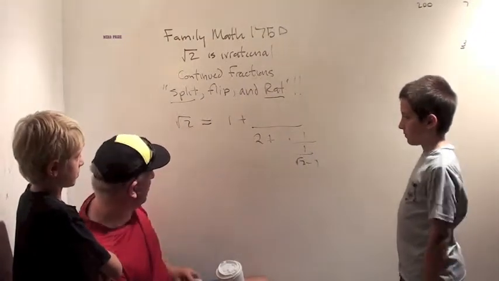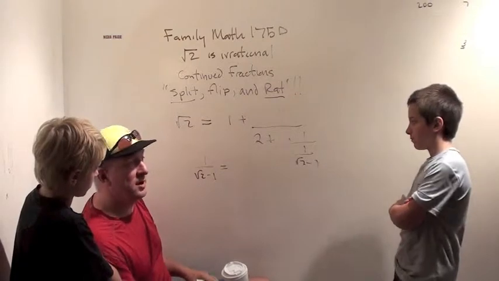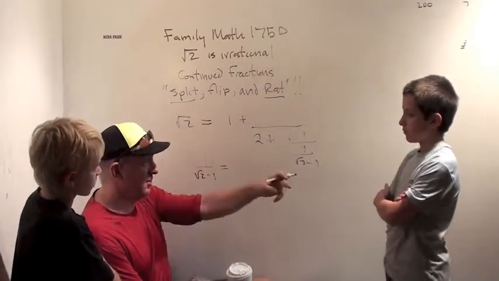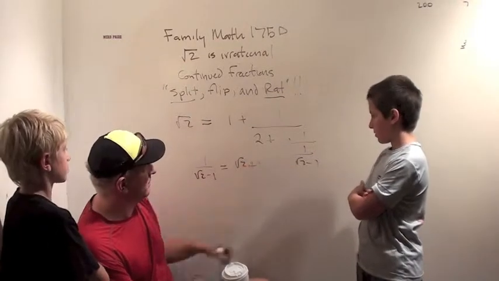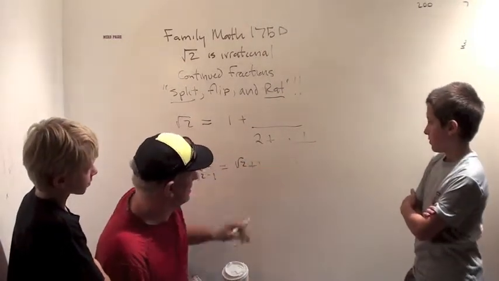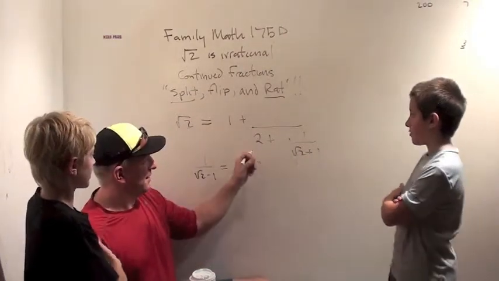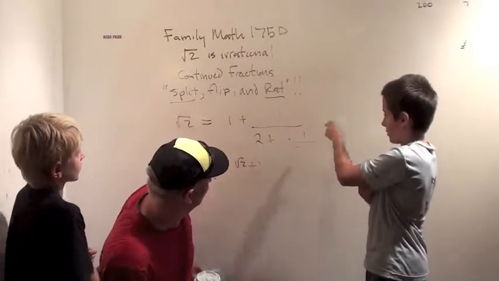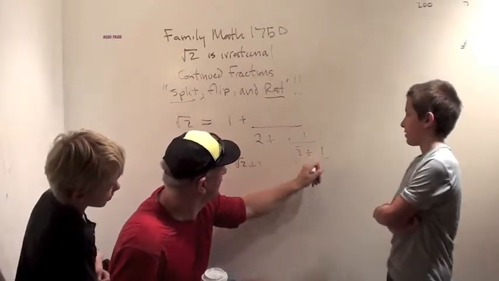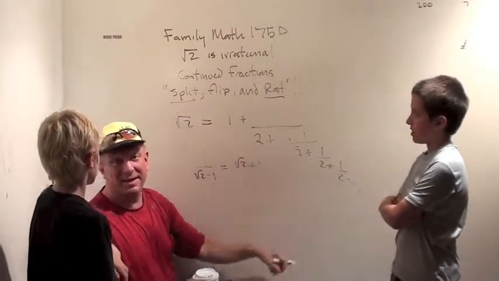And 1 over the square root of 2 minus 1 turned into what number? Do you remember? It was the square root of 2 plus 1. Remember that? So that's the number we got before. We're going to get 1 plus 1 over 2 plus 1 over 2, etc. It's just going to keep going forever. It keeps repeating. So it's irrational.